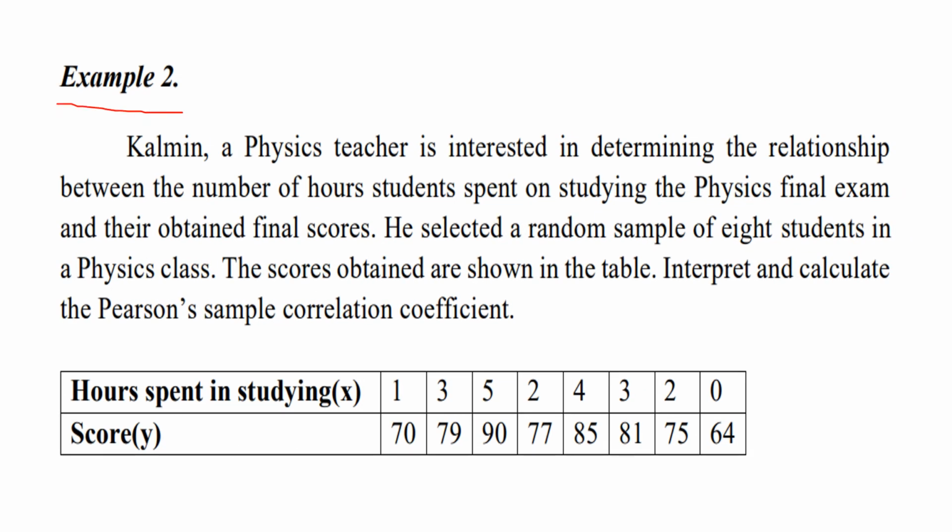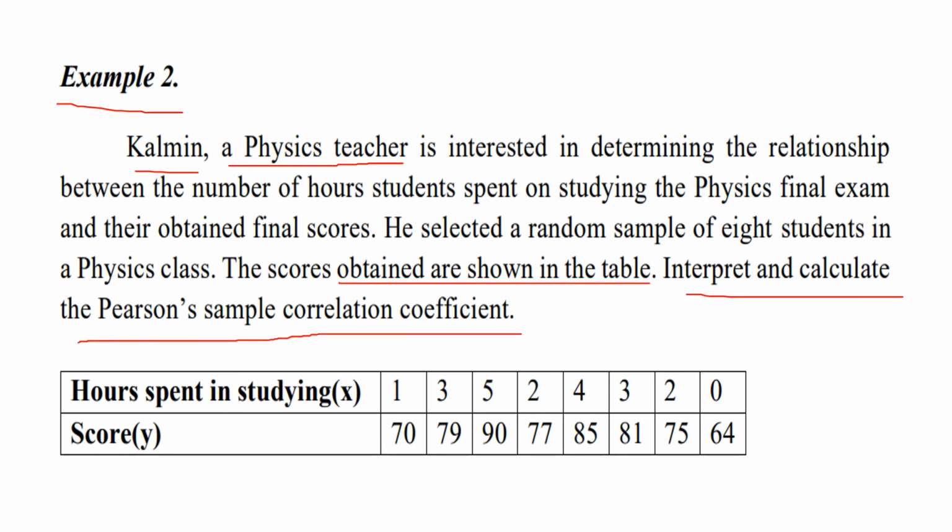So for example number 2, Calvin, a physics teacher, is interested in determining the relationship between the number of hours students spent studying for the physics final exam and their obtained final scores. He selected a random sample of 8 students in a physics class, and the scores obtained are shown in the table. So we need to interpret and calculate the Pearson's sample correlation coefficient.